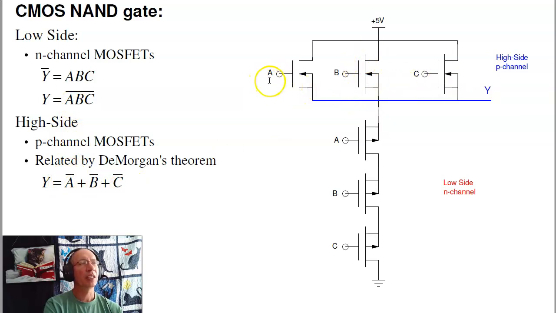Not A, 0 volts actually turns this on. 0 volts turns on this one. 0 volts turns that one on. This is the high side. There's the low side. Again, they're related by De Morgan's theorem. Series becomes parallel. So that's a 3-input NAND gate.